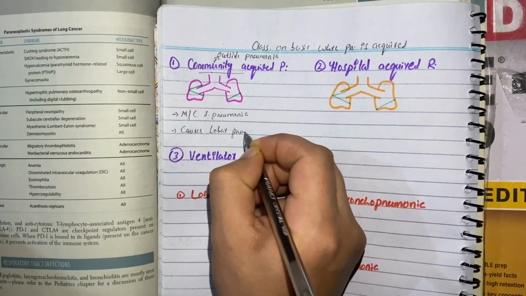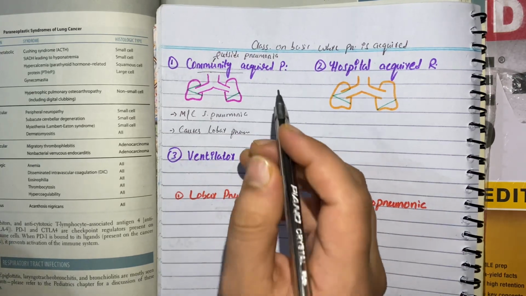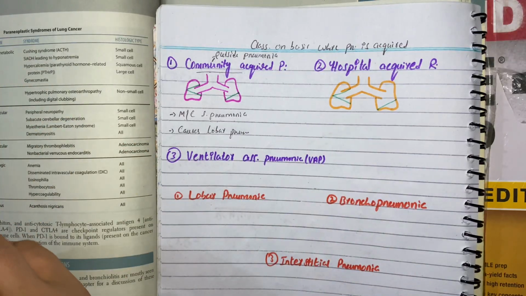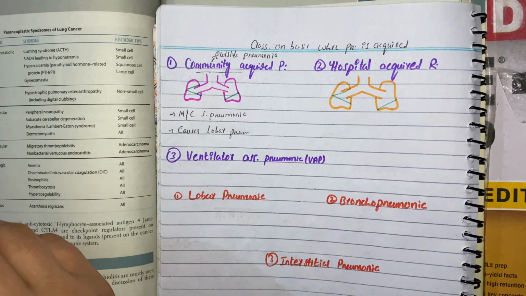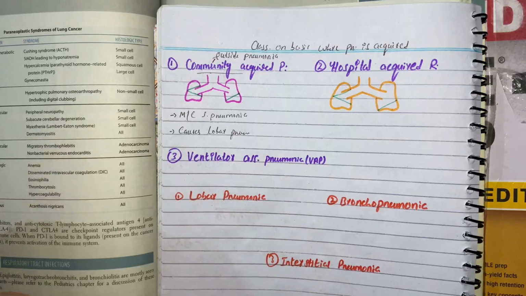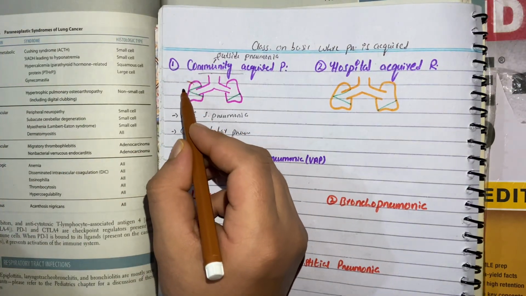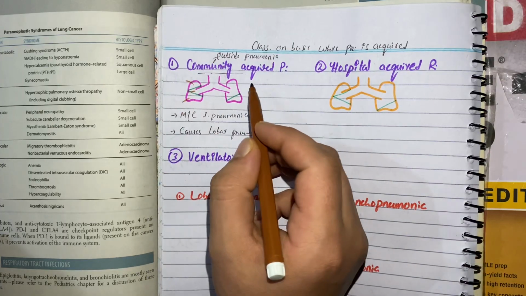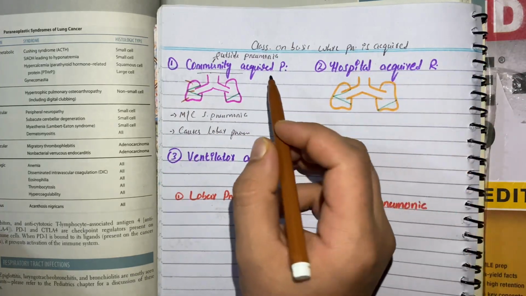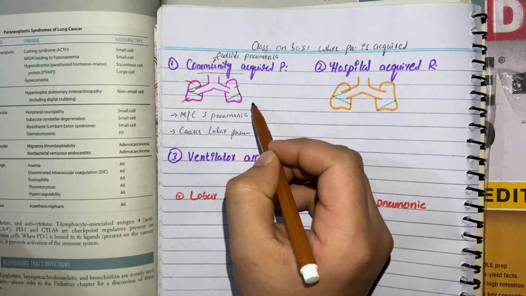What is meant by lobar pneumonia? Let me tell you. In this diagram you can clearly see this is our right lung, which has three lobes. The very first is called the superior lobe, then the middle lobe, then the inferior lobe. And the left lung obviously has two lobes, the superior and the inferior lobe.